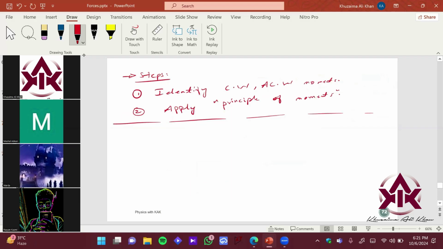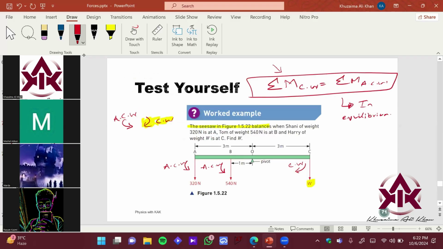So what does the formula say? It says the sum of moments in the clockwise direction is equal to the sum of moments in the anti-clockwise direction about the same point. What is the meaning of about the same point? It means that your pivot is the same. For this scenario, the pivot is the same. So now you're going to find the distances for every force.